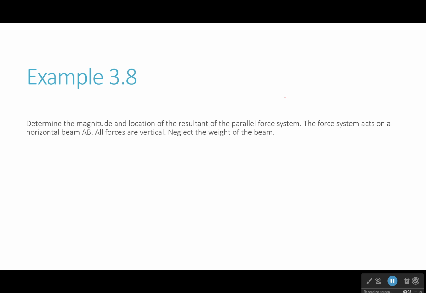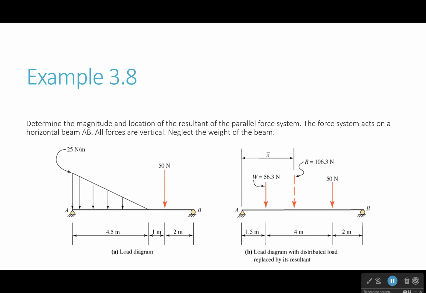So everyone, we're back here again doing another example. This is example 3.8. Let's see what it says. It wants to determine the magnitude and location of the resultant of the parallel force system. Parallel force system is just saying that all of our forces in the end are going to be parallel. They're the same direction. Now the force acts on this horizontal beam AB. All forces are vertical, and it says neglect the weight of the beam.